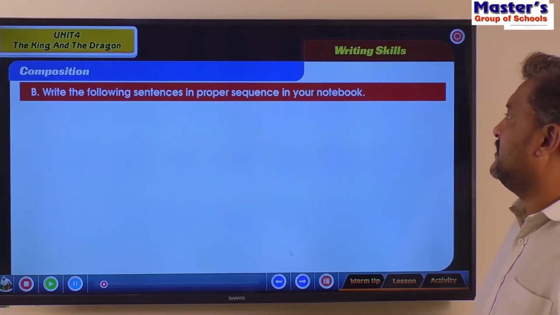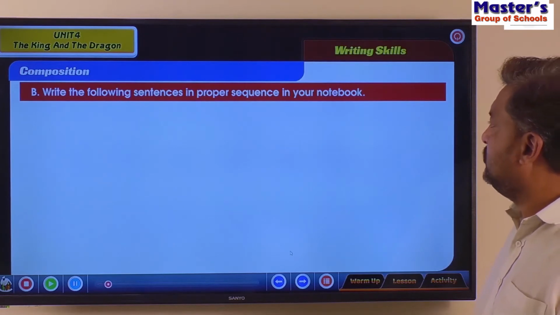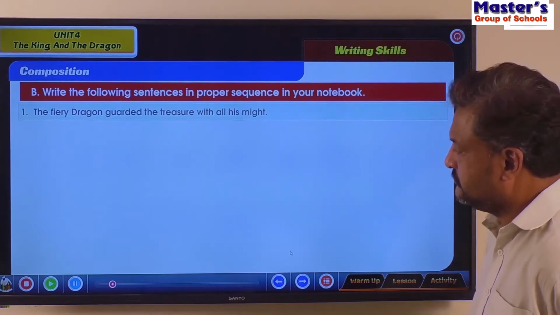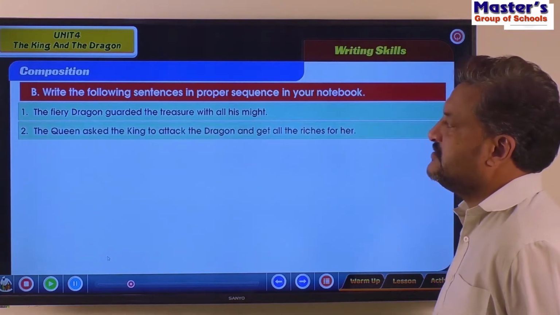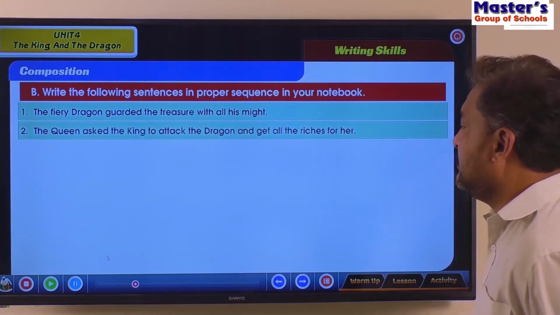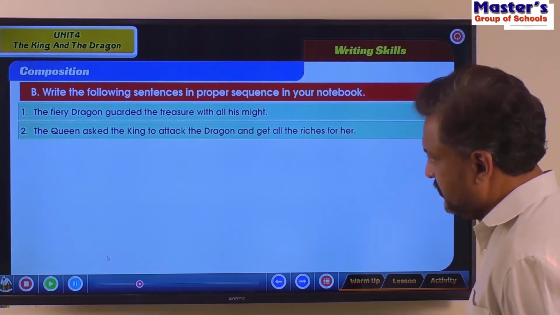Write the following sentences in proper sequence in the notebook. The fairy dragon guarded the treasure with all his might. The queen asked the king to attack the dragon and get all the riches for her.